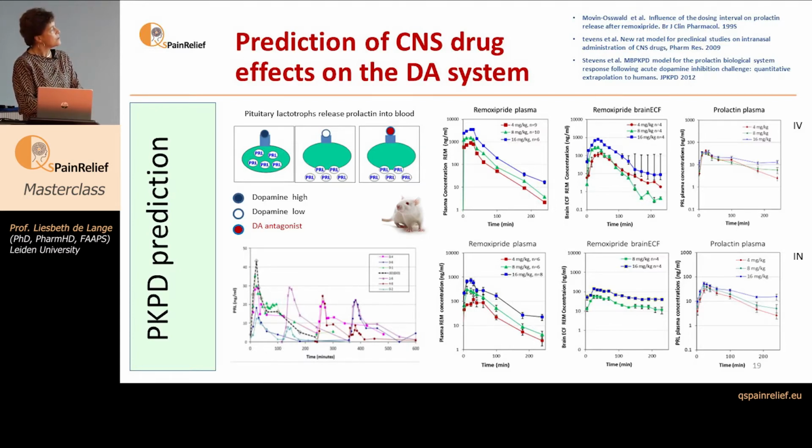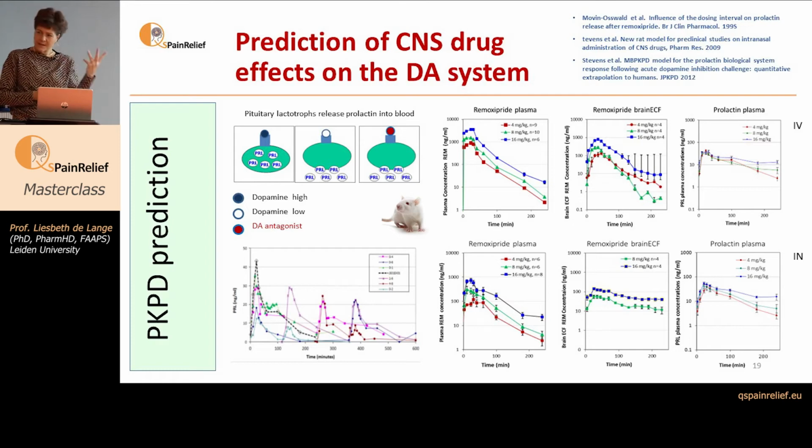So the low, the medium and the high. We measured with microdialysis the extracellular concentrations in the brain of remoxapride, like here. And also in plasma, because prolactin is released in plasma, it can be measured there. So we also had the time course of prolactin. And actually we did this after intravenous administration as well as after intranasal administration. Also, we can translate between those two.